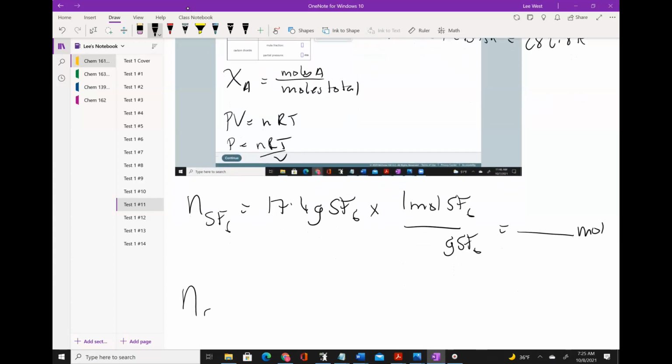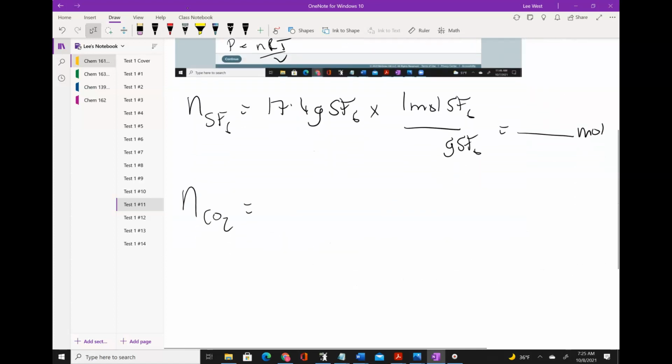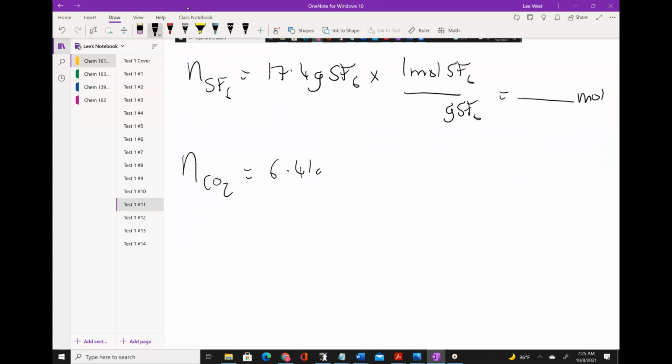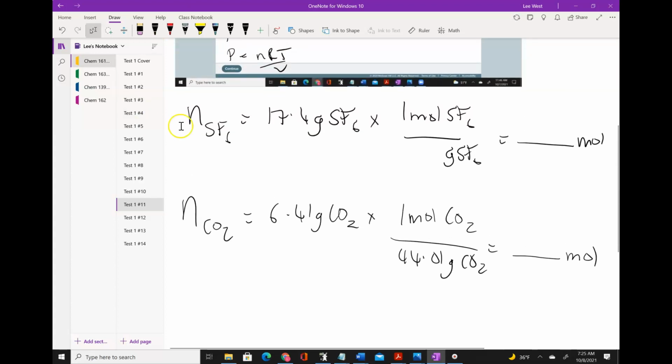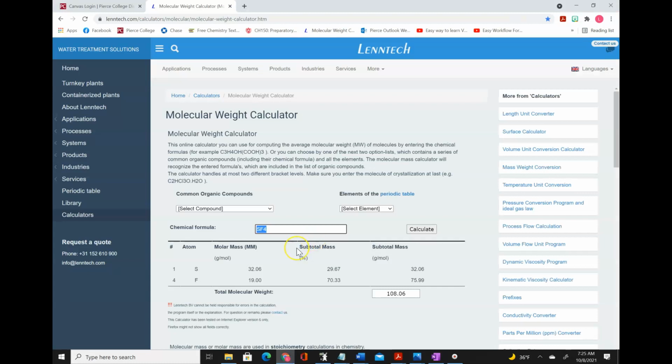And then we've got to do the same with carbon dioxide. 6.41 grams, and it is 1 mole of carbon dioxide. I'll speed this up a little bit. 44.01 grams of carbon dioxide. And that'll give me moles of that. All right, so go over to our handy dandy calculator, SF6, 146.06.